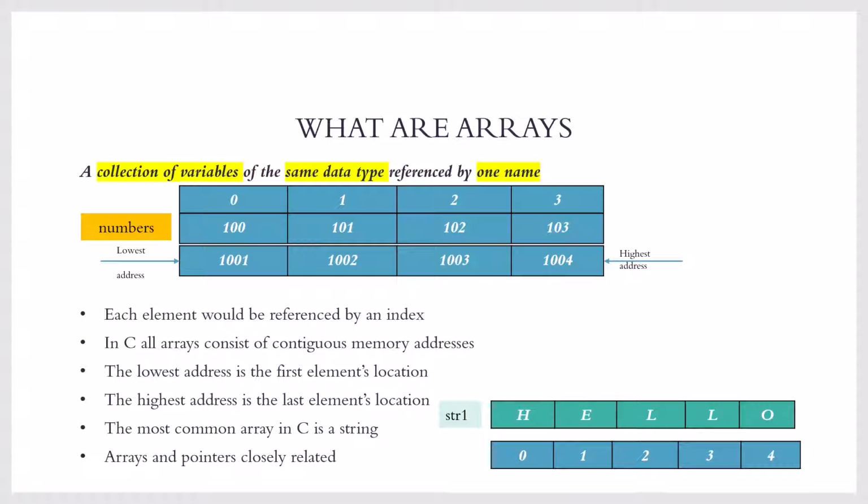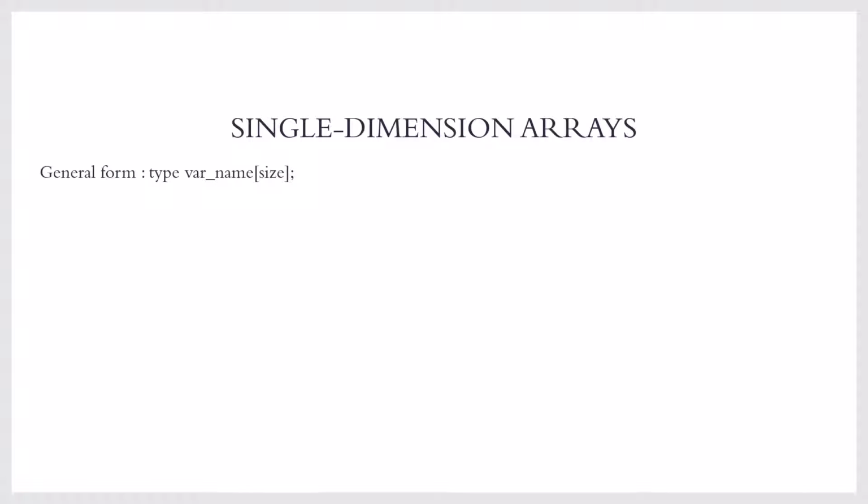Arrays and pointers are closely related. Detailed discussion on pointers in the next session. For today, all you need to remember is a pointer is a variable that contains a memory address.